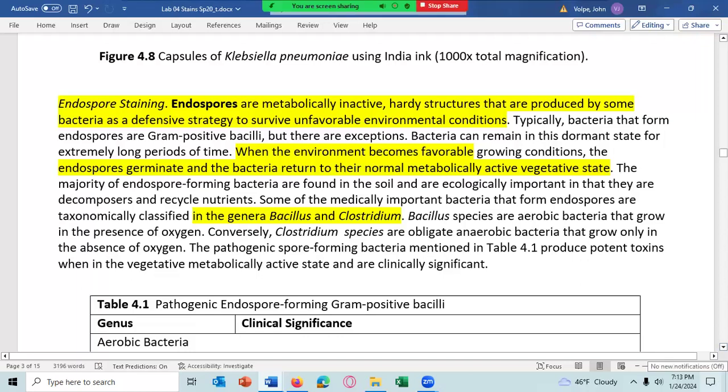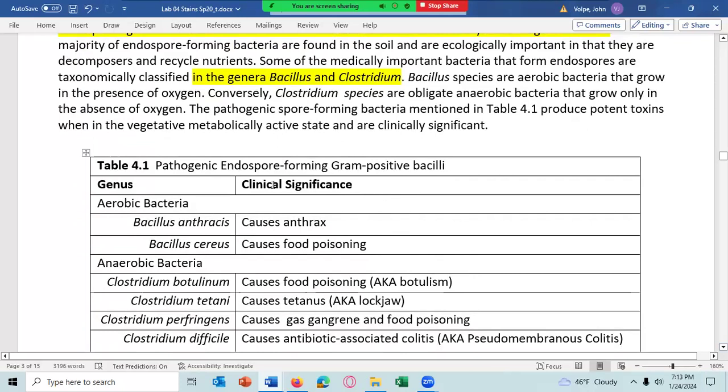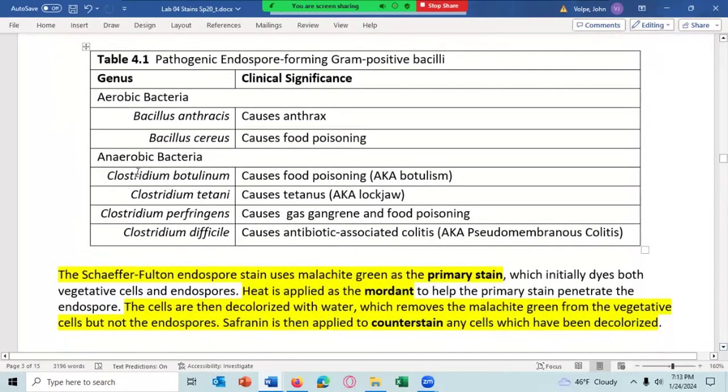All right, this table is listing some pathogenic endospore-forming gram-positive bacilli, meaning gram-positive bacilli that form endospores. As you can see, they all belong to either the genus Bacillus or the genus Clostridium. This table gives you the names of the bacteria, as well as the clinical significance of getting an infection from one of these bacteria. So if you get infected by Bacillus anthracis, that will cause you to get anthrax. You could be infected with Bacillus cereus.